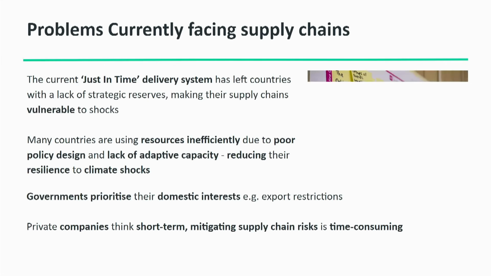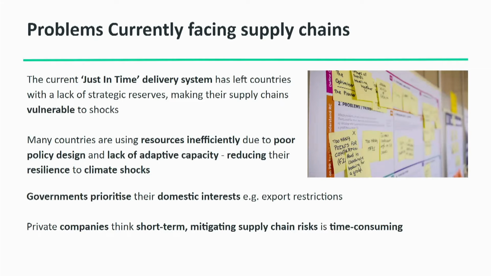Okay, so first theme: what did stakeholders deem were the current problems facing supply chains at the moment? The first is that the current just-in-time delivery system has left many countries with a lack of strategic reserves, making their supply chains vulnerable to shocks. The second was that many countries are using their resources inefficiently due to poor policy design and a lack of adaptive capacity, which is reducing their resilience to any climate shocks. The third is that governments prioritize their own domestic interests in crises, for example, instituting export restrictions, which can further exacerbate supply issues.